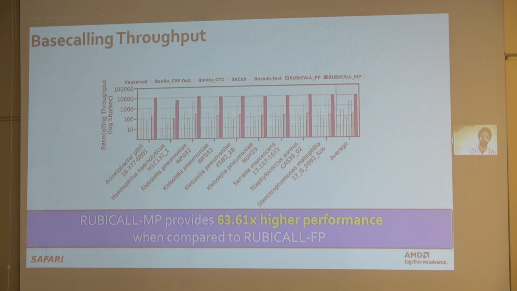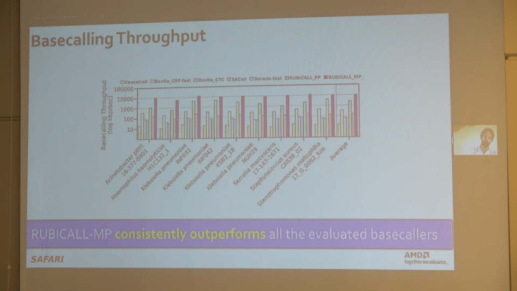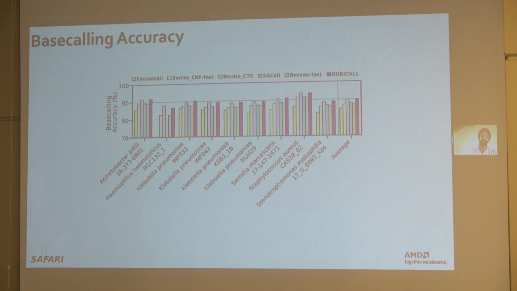And then we also perform hardware co-design, and that really helps to accelerate the performance. So if we compare with all of the basecallers, RUBICALL is consistently outperforming all the evaluated basecallers. And then we also wanted to see the accuracy, because that's also an important metric. And over here we just have RUBICALL, instead of RUBICALL MP or FP, because they use the same model architecture, and in the end we get the same accuracy, so we just show RUBICALL.